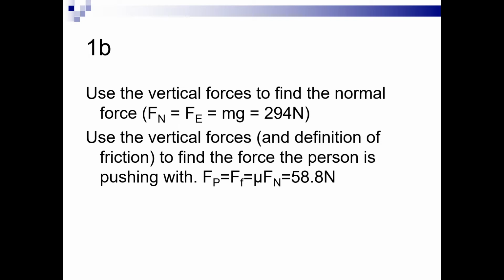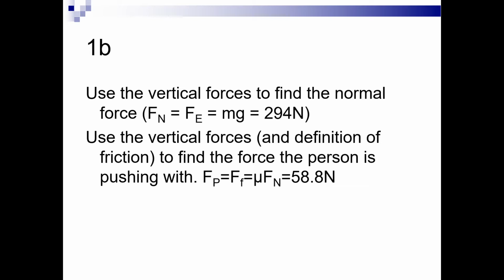because we know that the normal force is equal to the weight, and the weight's one of those things that we can calculate very easily. That's going to be our 294 newtons. If you use g as 10, you would get about the same answer, 300 newtons. And for the AP test, they're fine with that. If you just use g equals 10, you won't lose any points anywhere. Then it says to use the vertical forces and friction to find the force the person's pushing it.